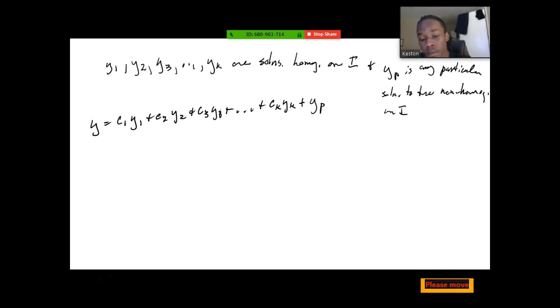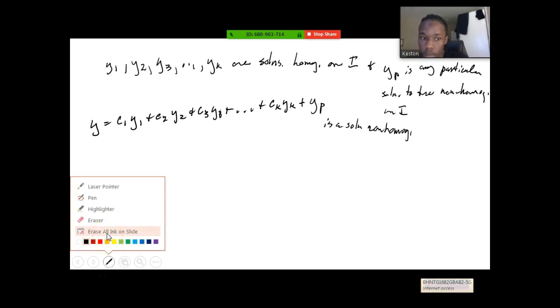Okay? So this is a solution of the non-homogeneous equation, whatever that linear nth order differential equation was. Okay, now that leads to theorem 4.1.6, which is basically the same thing we just said, though they phrase it a bit more mathematically perhaps.